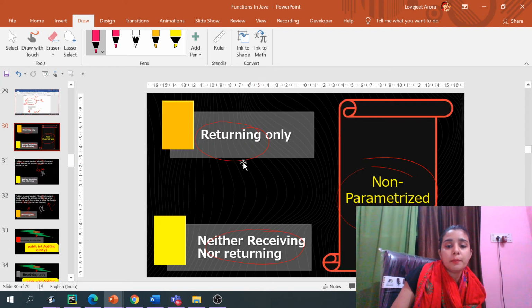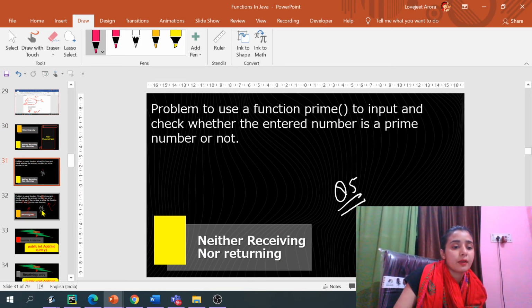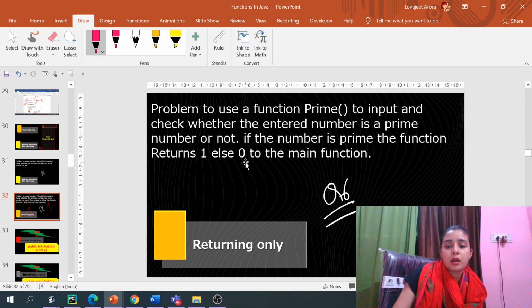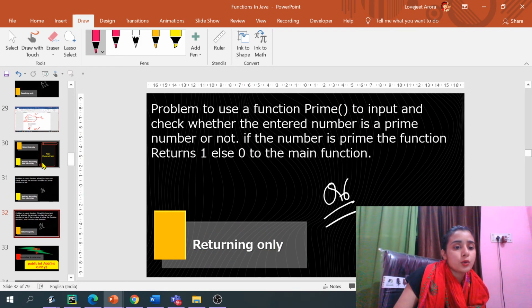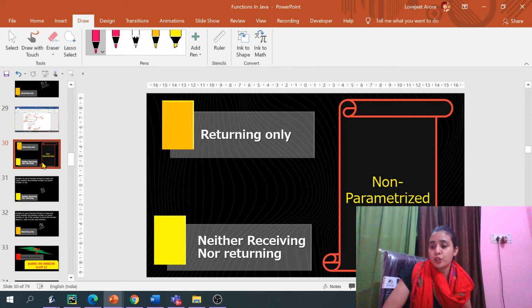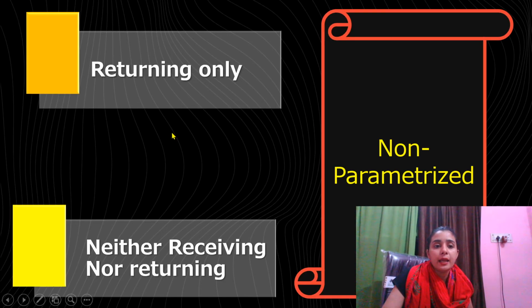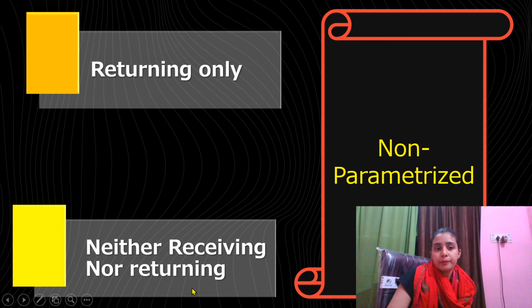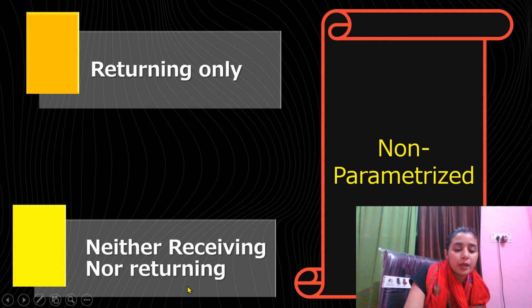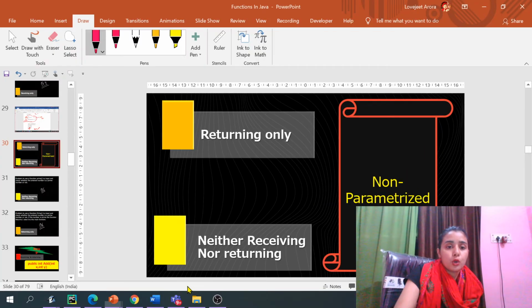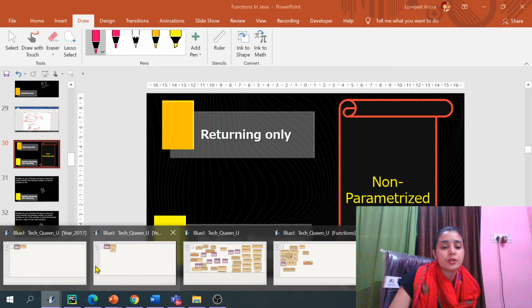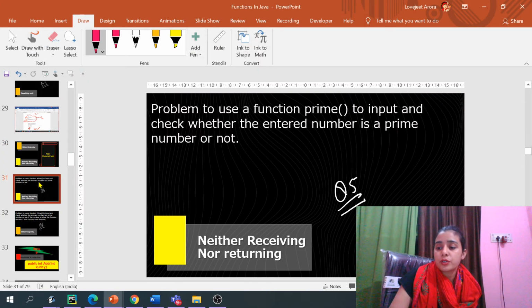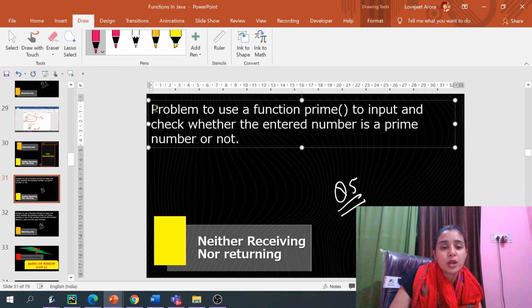Okay, so non-parameterized. Let me erase that. I was having the class right now. So now see there guys, non-parameterized function. Here returning only, or neither receiving nor returning, right? So this is non-parameterized where you are not receiving any value. So both types are called non-parameterized. Jumping back to the BlueJ, and let me show you the program first, right? So this is my program that we are going to start.